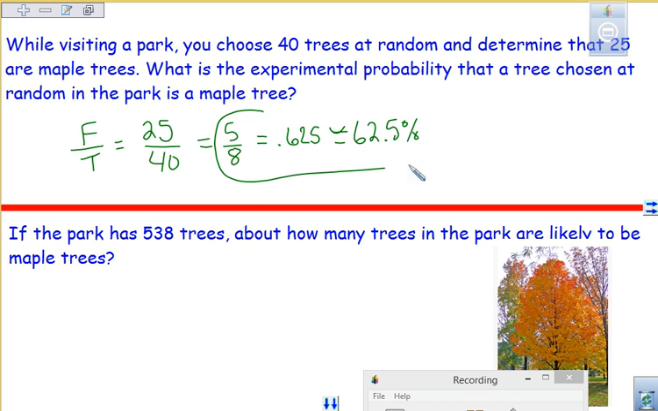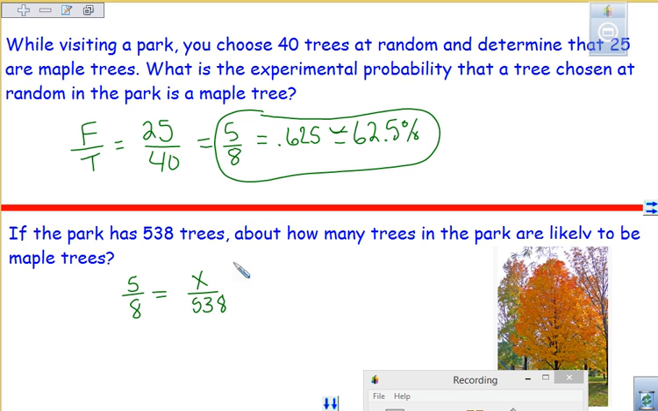Any of these answers would be acceptable. If the park has 538 trees, about how many trees in the park are likely to be maple? So now, using our experimental probability, we want to make a prediction for the future. We could do a proportion like we did in the last example. We have 5/8 of the trees are maple, so how many out of 538 are maple?